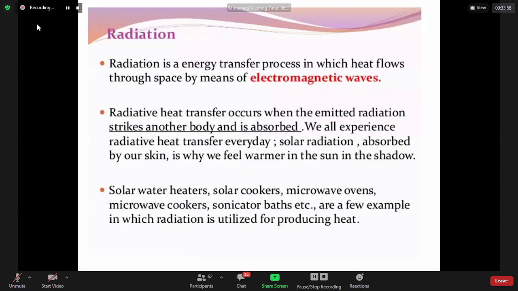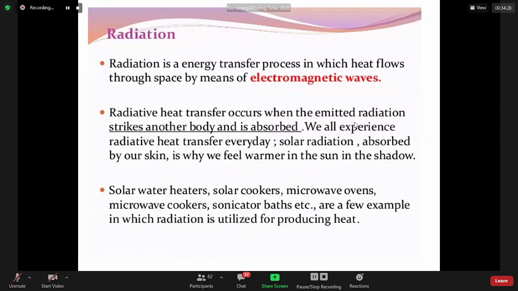So radiative heat transfer occurs when the emitted radiation strikes another body and that heat is absorbed. We all experience radiative heat transfer every day, like solar radiation, which is absorbed by our skin, and that's why we feel warmer in the sun than in the shadow.